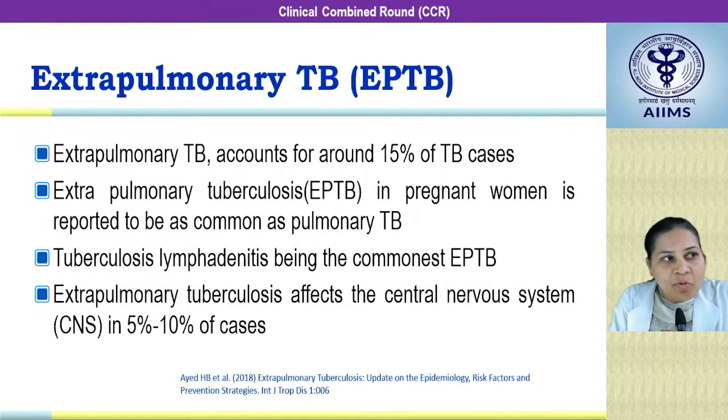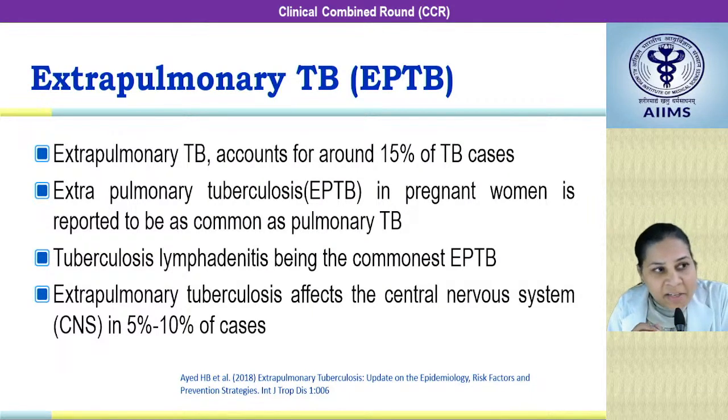Most common is pulmonary tuberculosis. Extrapulmonary tuberculosis takes place in 15% of the general population, but the percentage of extrapulmonary tuberculosis is higher in pregnancy. The exact percentage is not known. Tuberculous lymphadenitis is the commonest extrapulmonary tuberculosis, and extrapulmonary tuberculosis affecting the CNS occurs in 5 to 10% of cases.